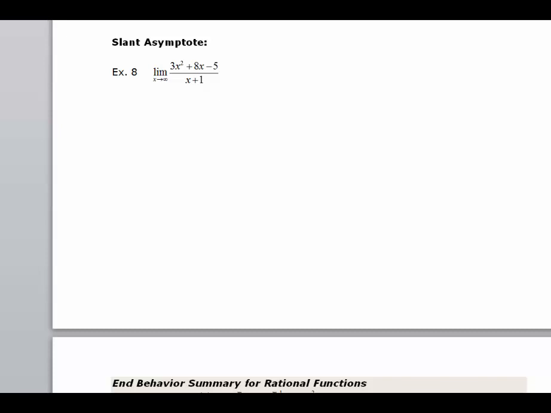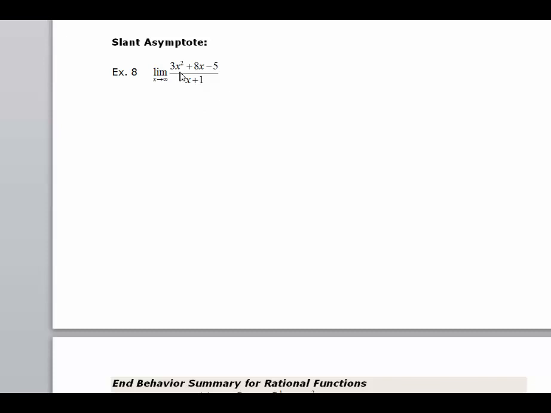Now in the last example, there was no horizontal asymptote because the exponent in the numerator was larger than the exponent in the denominator, the exponent on those leading terms. But there is something called the slant asymptote that occurs when the degree of the numerator is exactly 1 more than the degree of the denominator. And I'm just going to show you one of these. I'm not going to spend a lot of time on this, but I just want to expose you to one of these. And then we'll move on and look at some other end behavior.